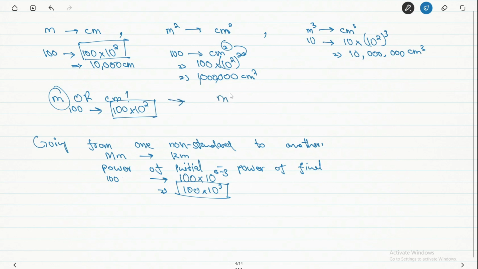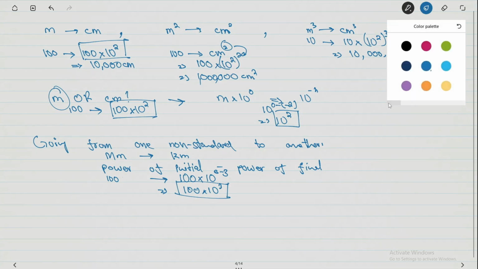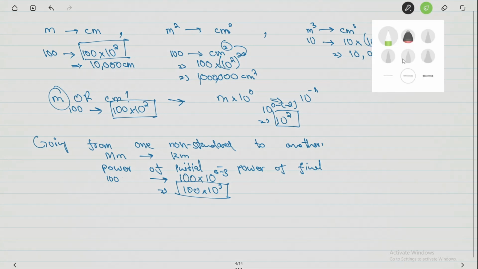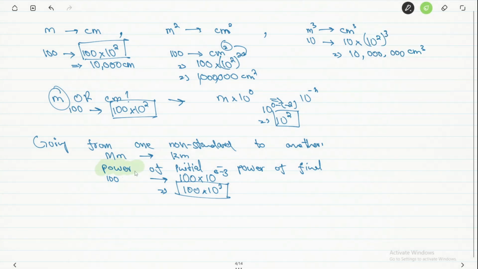The power of meter is 10 raised to the power of 0, because it's nothing, and anything raised to the power of 0 is 1. So the standard unit is 10 raised to the power of 0, and the power of cm is -2. So what we did here is convert from 0 to -2, and it went to 10 raised to the power of 2. So basically power of initial minus power of final. That's what you do when you're going from one unit to another.